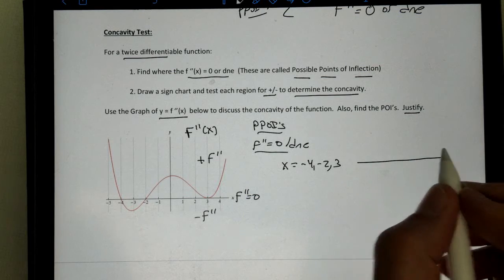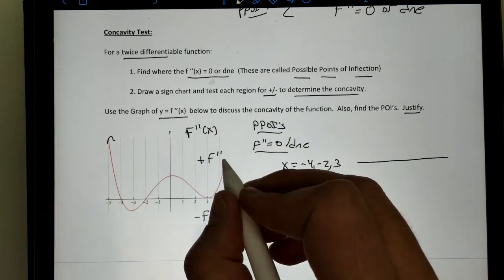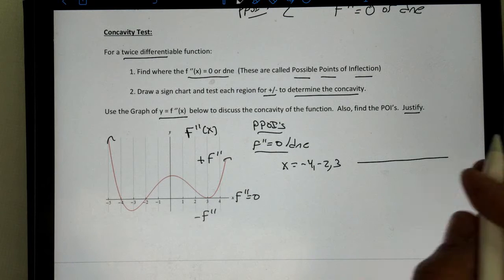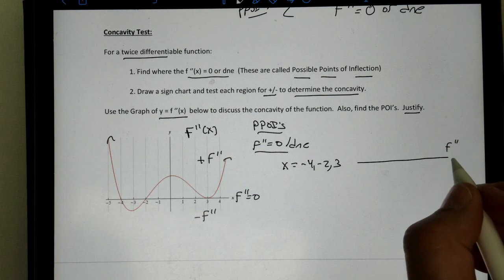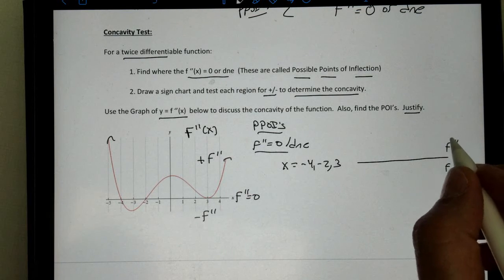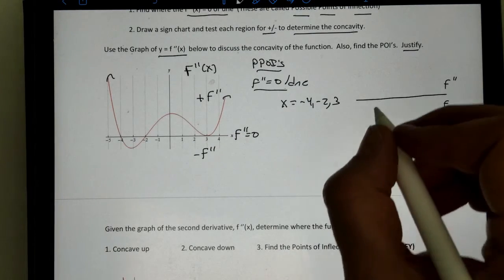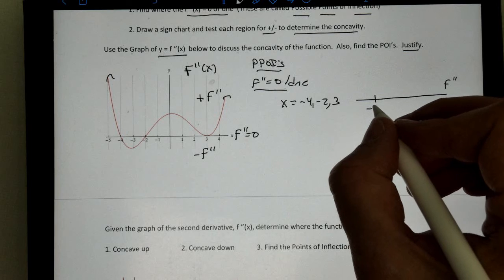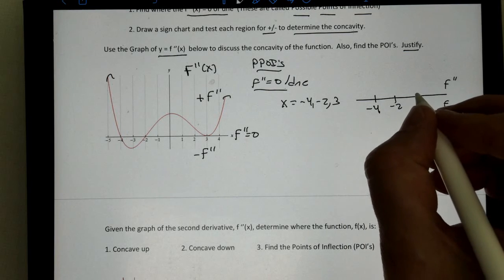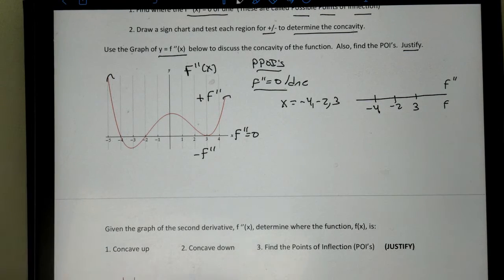Doing our sign chart. Again, we're going to pretend like this goes on forever. Looking at our second derivative, and then we're going to take a look at what it makes my function look like. Plug in your critical numbers: negative 4, negative 2, and 3. And we just use this.